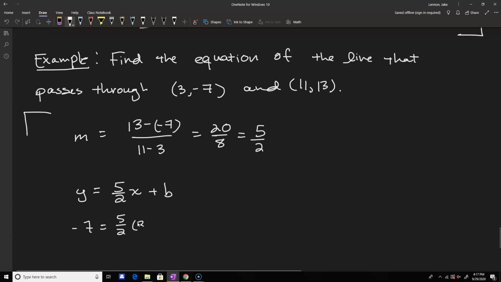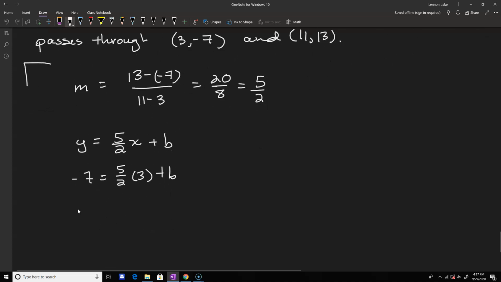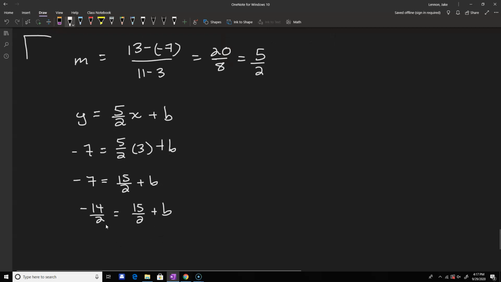Usually I just use the smaller numbers because that's going to make arithmetic a bit easier, so you don't have to make use of a calculator. So we have negative 7 equals 15 over 2 plus b. We want to get a common denominator, so negative 7 is the same as negative 14 over 2. And then you want to subtract 15 over 2. So negative 14 minus 15 is negative 29 divided by 2. This is our b value. So our answer is y equals 5 over 2 x minus 29 over 2.